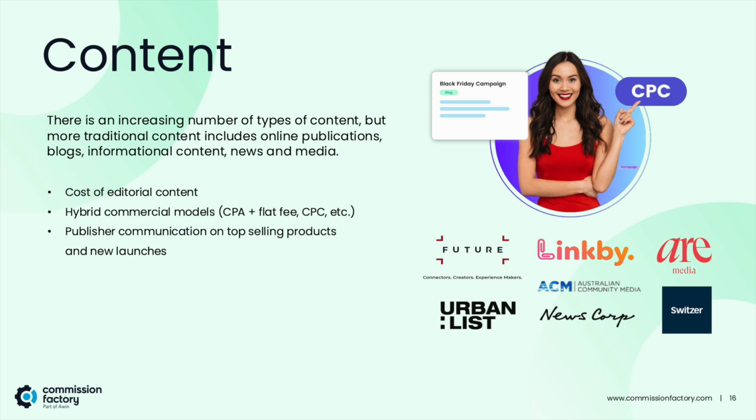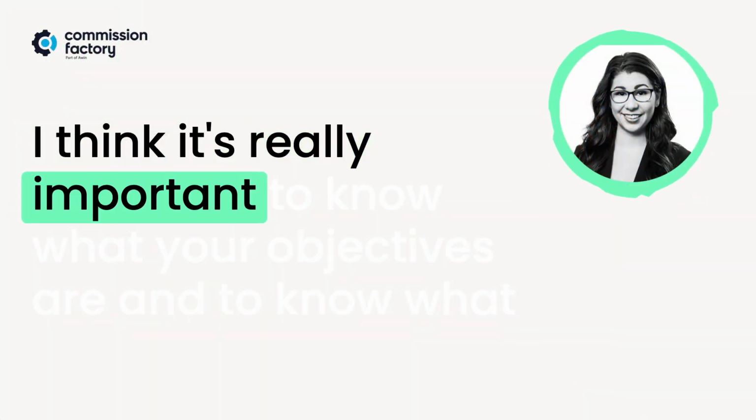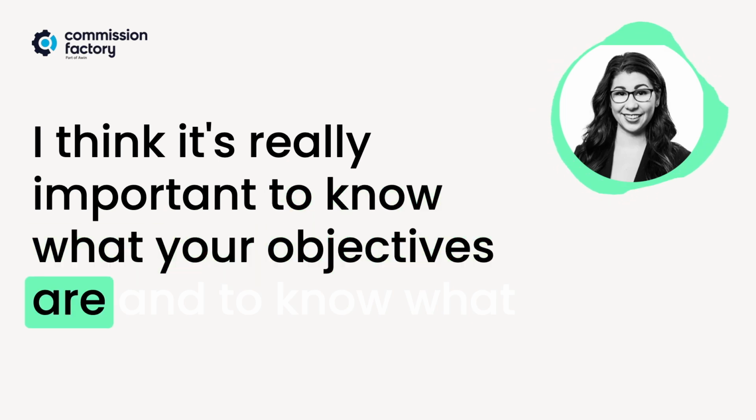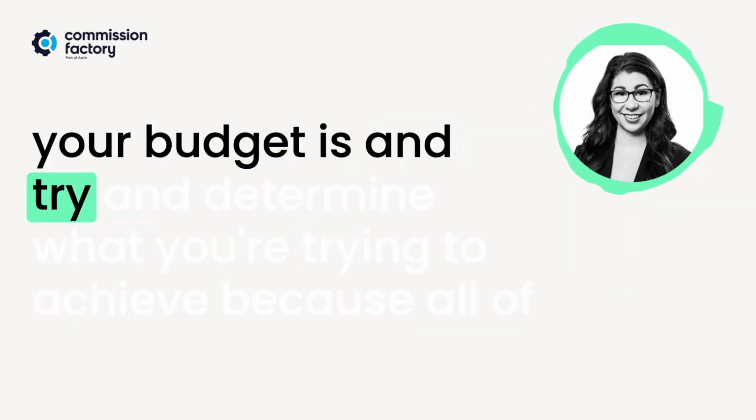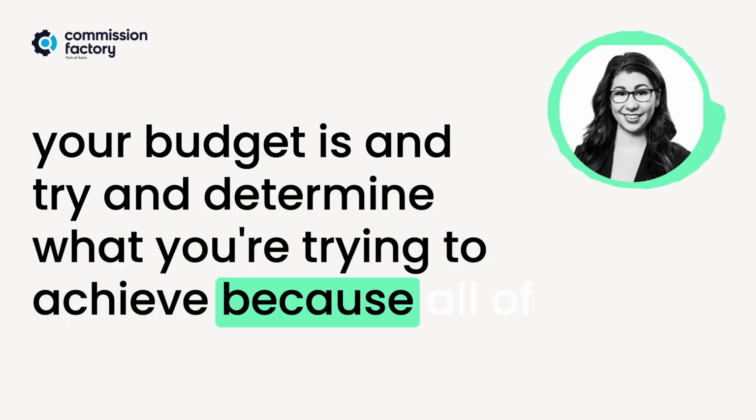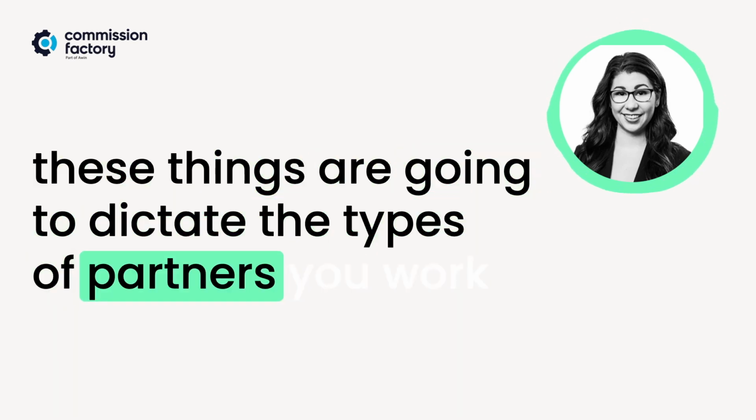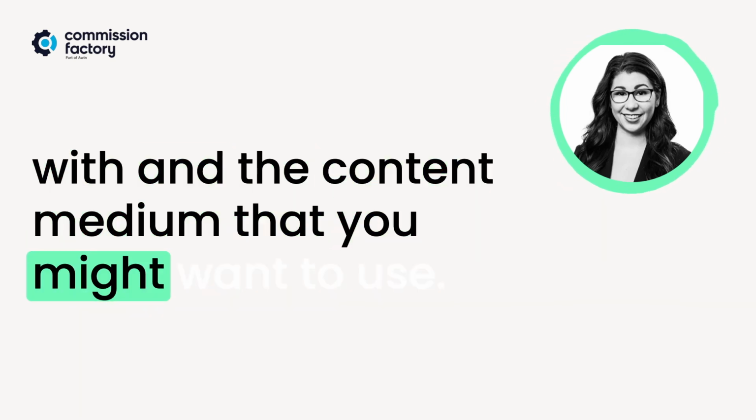Content. There is so much content. There's an increasing number of types of content every single day. I see more and more types of content pop up. But the more traditional methods of content include online publications, blogs, informational content, news, and media, so it's typical content that we might think of. When you are looking at content, I think it's really important to know what your objectives are and what your budget is, and try to determine what you're trying to achieve, because all of these things are going to dictate the types of partners you work with and the content medium that you might want to use.